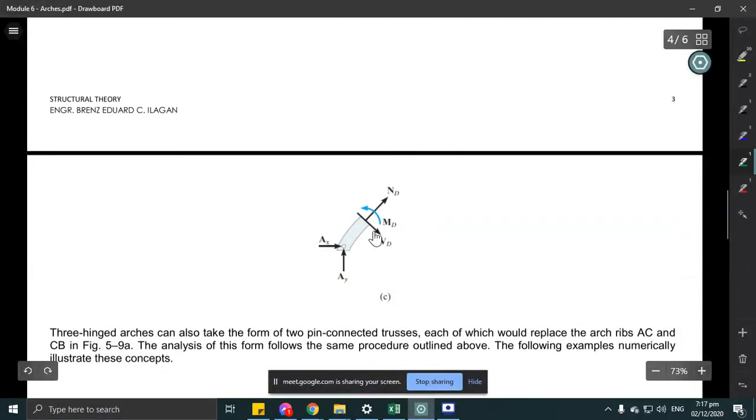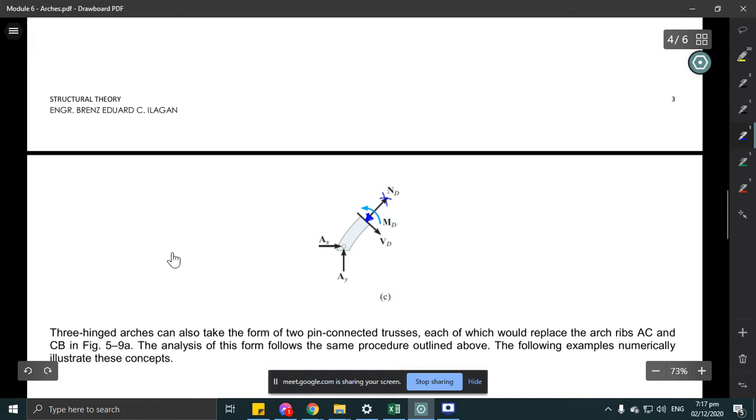So ito nga yan. So considering this, meron kang shearing force and then you have here the normal force, but I think this should have been in the direction of compressive. Kasi nga, lagi naman compressive force yung force natin kay arch. And then you have the moment.